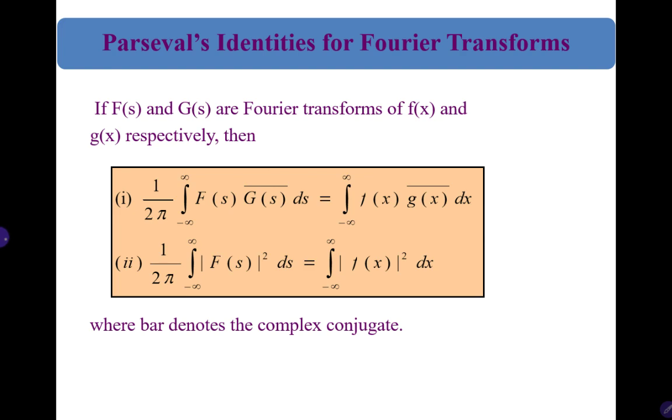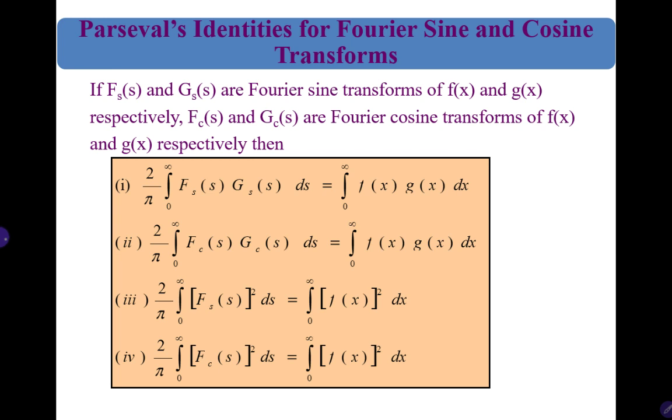In the last lecture, we derived Parseval identities for Fourier transforms and Fourier sine and cosine transforms. For reference purpose, again, I am giving here the identities. These are Parseval's identities for Fourier transforms. Keep in mind these two identities. And these are Parseval's identities for Fourier sine and cosine transforms. We have four identities here.